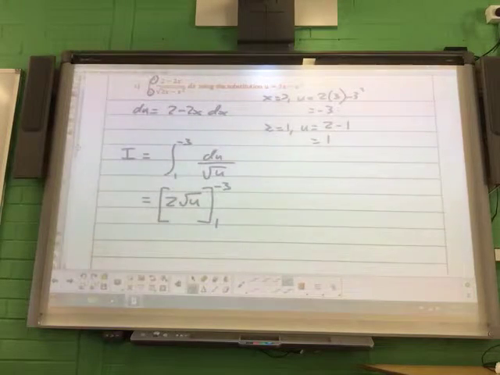2 take away 2x, that's fine. Square root of 2x take away x squared. So we can integrate, but we can't make the substitution because it won't be a valid point on your curve.